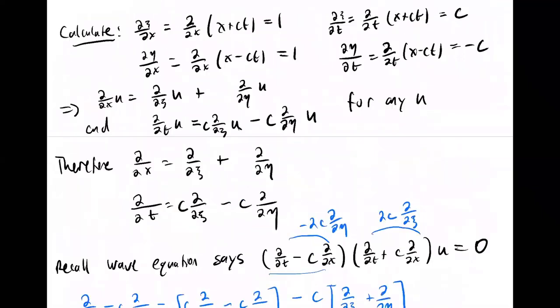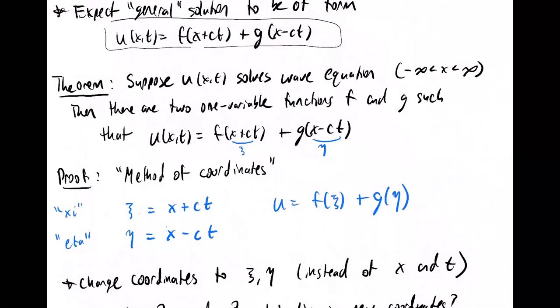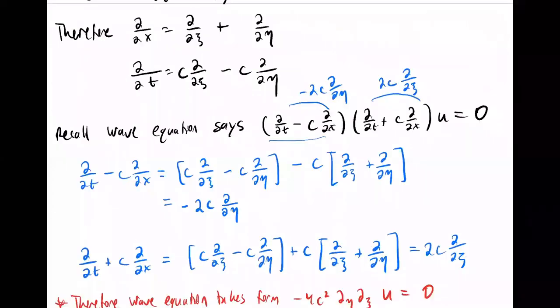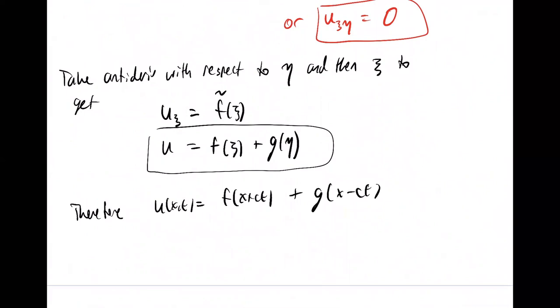Okay, this looks a lot like the formula that we expected to derive, and now the final step is to just plug in what xi and eta are in terms of x and t. Well, xi is equal to x plus ct, and eta is equal to x minus ct. So plugging these in, we get u of x, t has to equal f of x plus ct plus g of x minus ct. And so that's the proof.